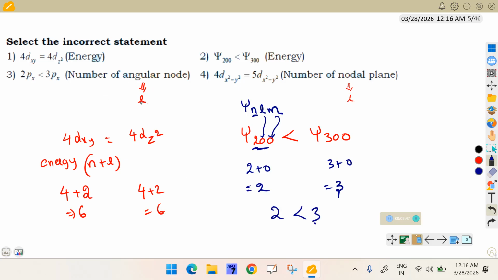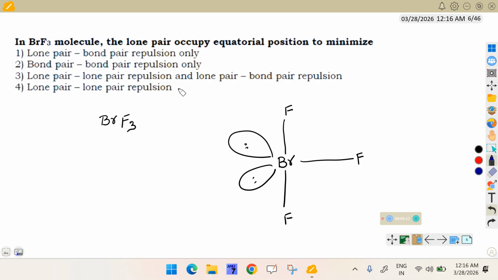Number of angular nodes is calculated by using the l value. P orbital l value is equal to 1. Here also, P orbital l value is equal to 1. So the number of angular nodes of 2px is equal to 3px. But here, 2px less than 3px is given. So this is the incorrect statement.